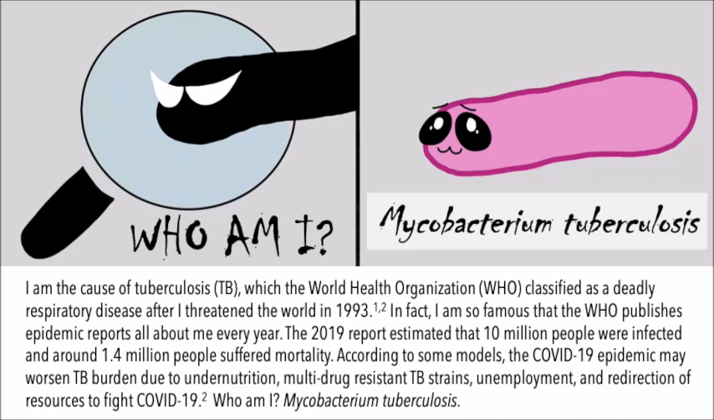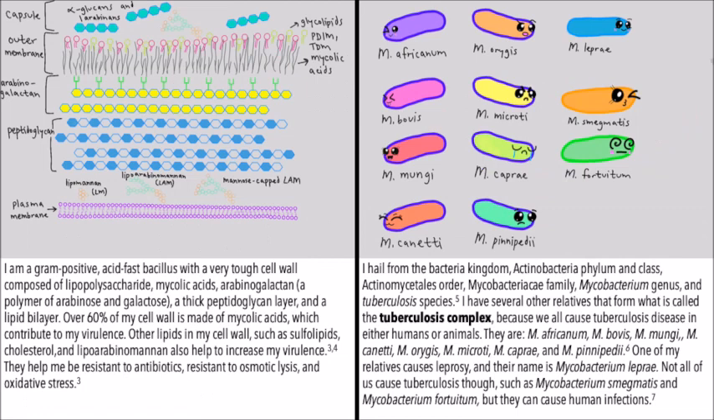According to some models, the COVID-19 epidemic may worsen TB burden due to undernutrition, multidrug-resistant TB strains, unemployment, and redirection of resources to fight COVID-19. Who am I? Mycobacterium tuberculosis. I am a gram-positive, acid-fast bacillus with a very tough cell wall composed of lipopolysaccharide, mycolic acids, arabinogalactan, a polymer of arabinose and galactose, a thick peptidoglycan layer, and a lipid bilayer.